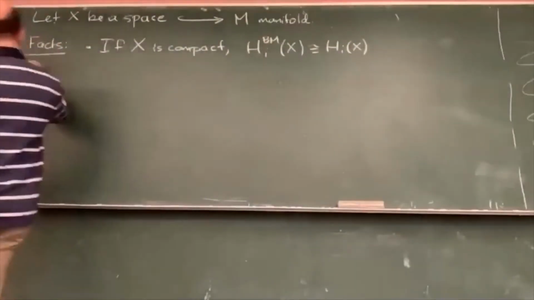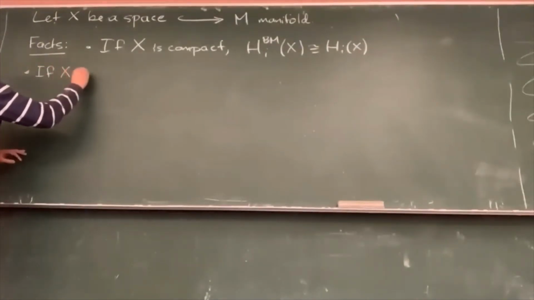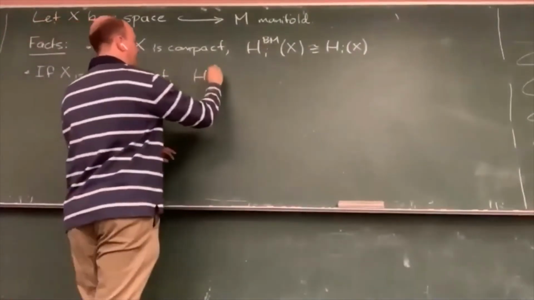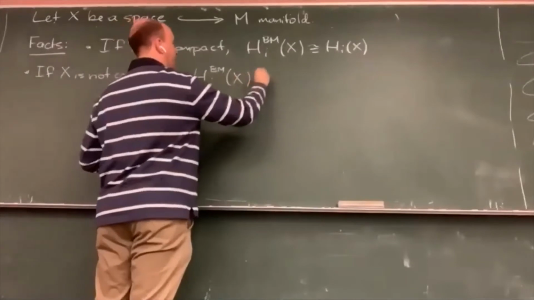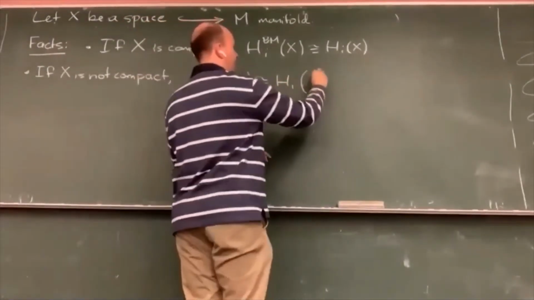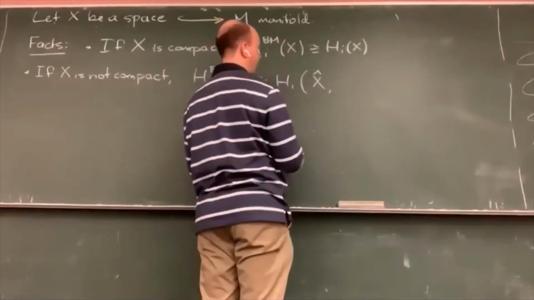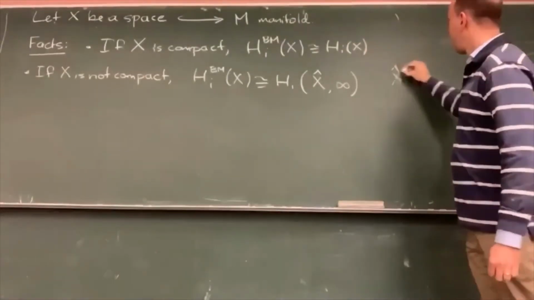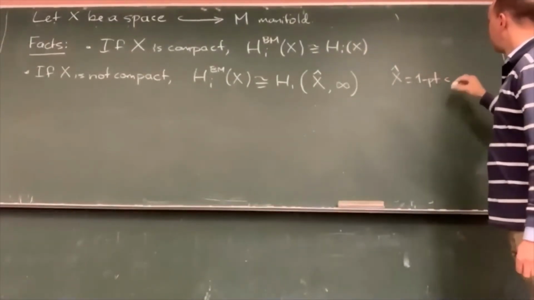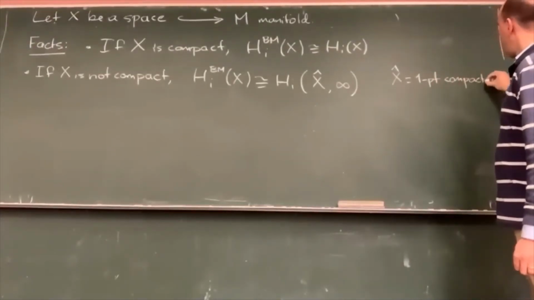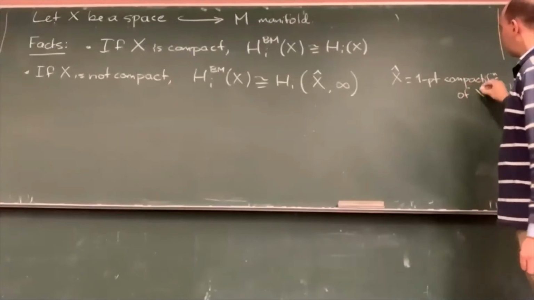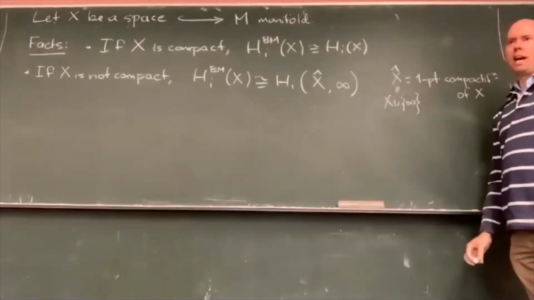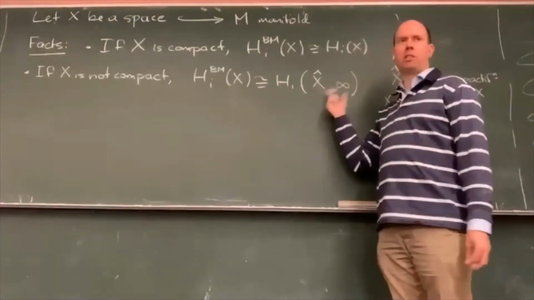And if X is not compact, then actually the Borel-Moore homology is still just ordinary homology, but not of X, rather the relative homology of the pair, where X tilde is the one-point compactification of X. As I said, it's X with an extra point at infinity. So Borel-Moore homology is actually an example of relative homology, if you define it that way.